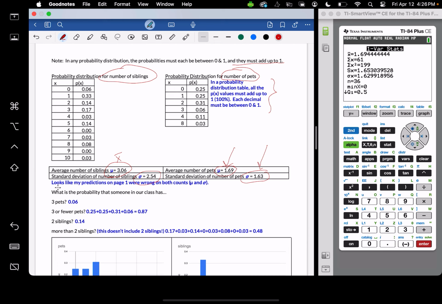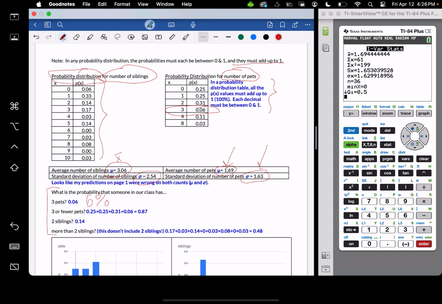Now, here's the types of questions that I like to ask after I provide you a table like this. So again, this table is called a probability distribution. I can ask you, what is the probability that someone has 3 pets? And so I come over here to the 3 pets, and so there's a 6% likelihood, or a 0.06 probability that someone has 3 pets.